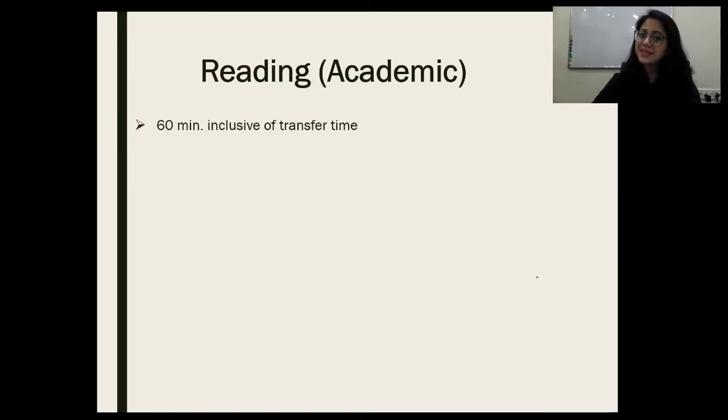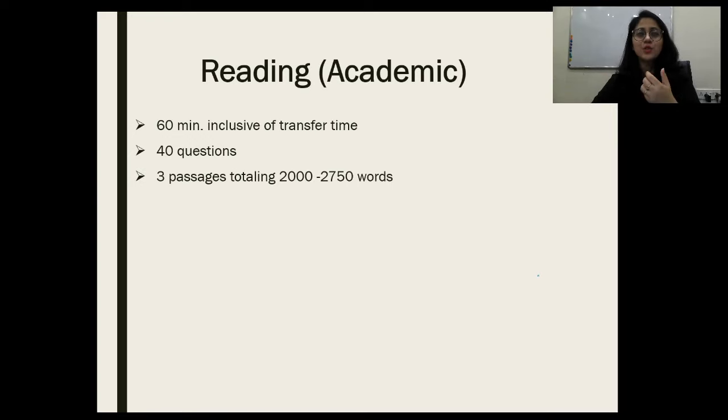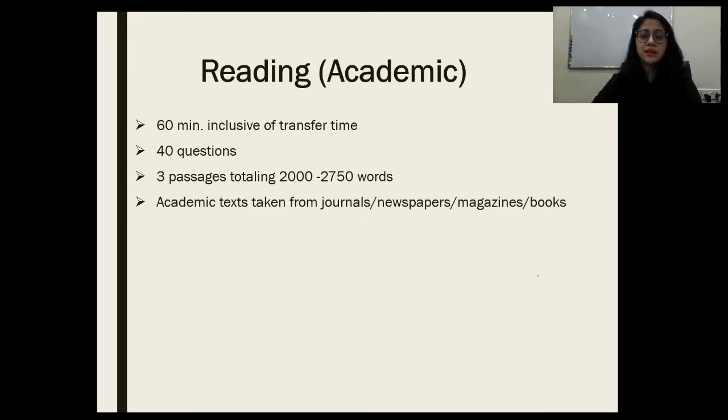Now, reading academic: 60 minutes inclusive of transfer time, 40 questions. In this case, inclusive of transfer time doesn't really apply, because in listening also you do not need to transfer your answers in the CBT test. Both for listening and reading, it's exactly the same. You'll have to write while you are listening. 40 questions, 3 passages, totaling 2,000 to 2,750 words.